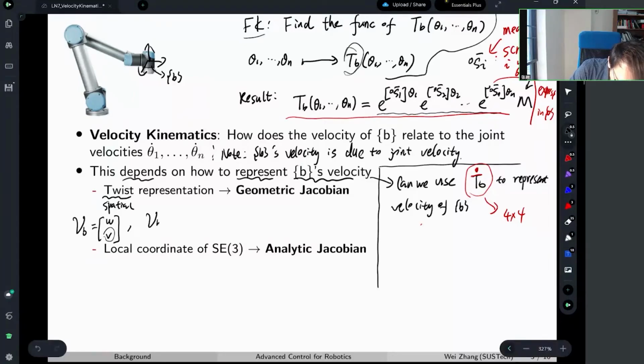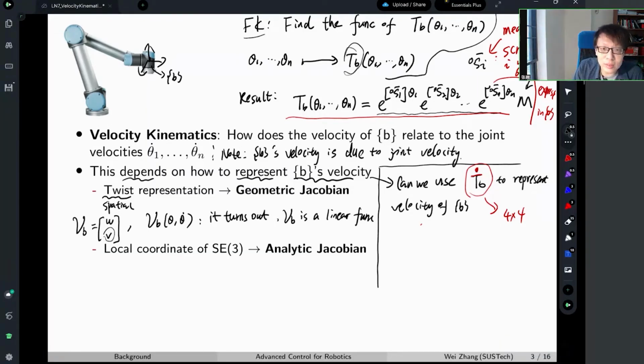And we know this velocity, as I mentioned, depends on both theta and theta dot. At least depends on theta dot. If theta dot is 0, then of course V_B will be 0, and the velocity also depends on the configuration of the robot. Okay? And it turns out, V_B, the twist, is a linear function. So far we know it doesn't depend on it, right? It's just like the pose T_B, we know it's a function of theta 1 up to theta n, but we don't know the expression. So we derived it last time, but now we know it's a function of theta and theta dot, okay?